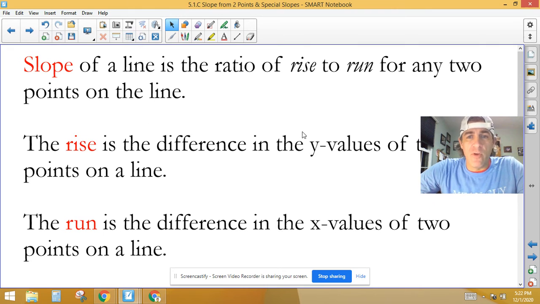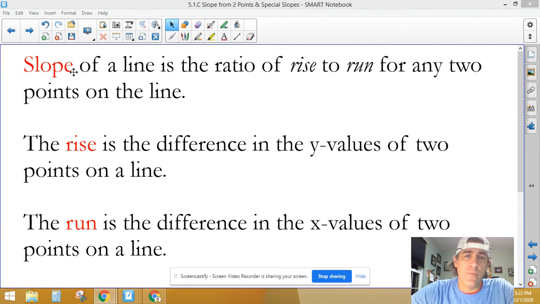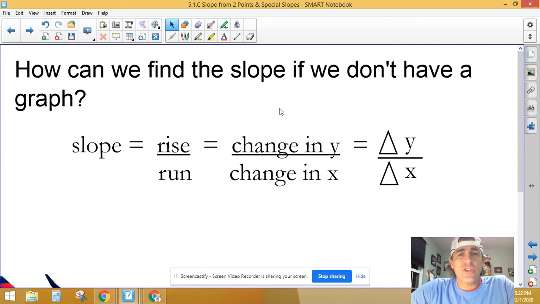So here's a quick review about what slope is. We already shared this previously, but if you need to pause it and review it, feel free. So how can we find the slope if we don't have a graph? Well, the slope, as we talked about before, is the rise over the run. The rise is the change in the y values, how high it goes up or down. The run is the change in the x values. This triangle right here is a Greek letter called delta, and in math, delta means change.